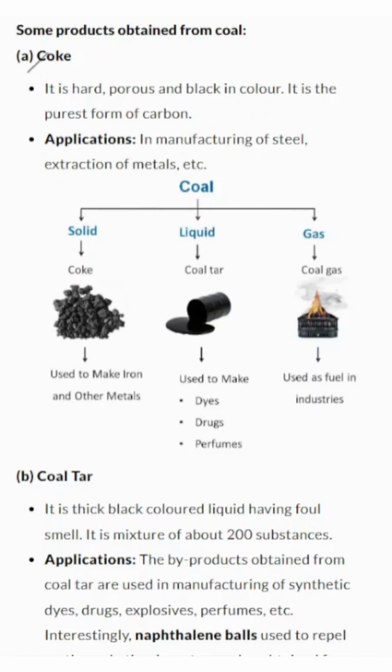Coke. First up, we have coke. It's a unique substance derived from coal and has some interesting properties. Coke is hard, porous, and, like coal, it's black in color. However, it's distinct in that it's considered the purest form of carbon.